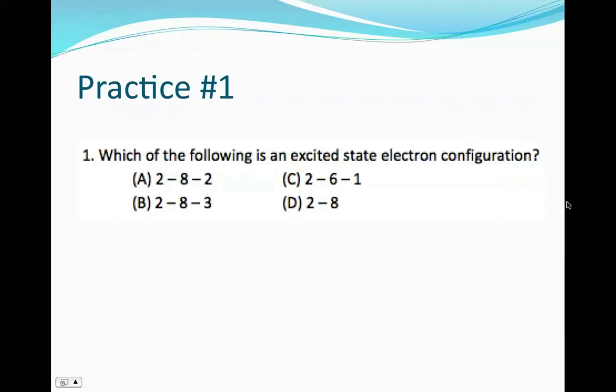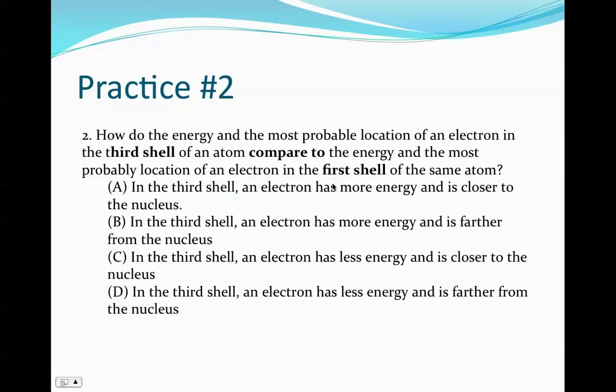All right, so here's just some quick practice problems for you to try out, some multiple choice. Practice 1, which of the following is an excited state electron configuration? Well, if you look at your periodic table, A, B, and D you can find on the periodic table. So that means C is our excited state configuration. We can also notice that normally this one electron would have gone down into the second energy level because it's not full yet. So that's another way to spot it.